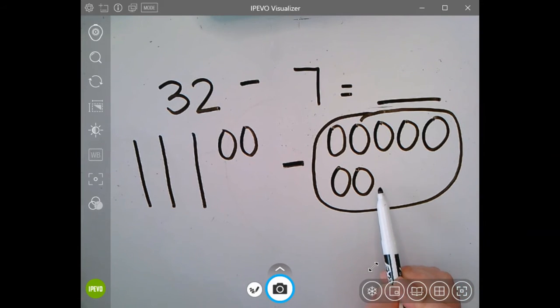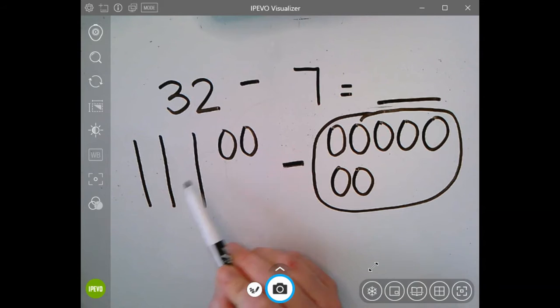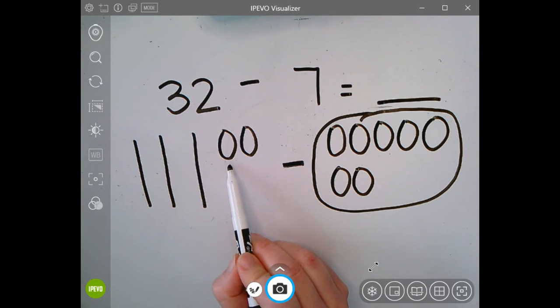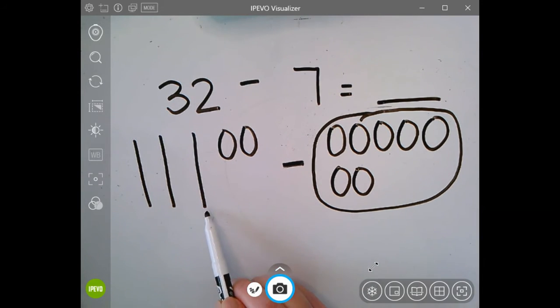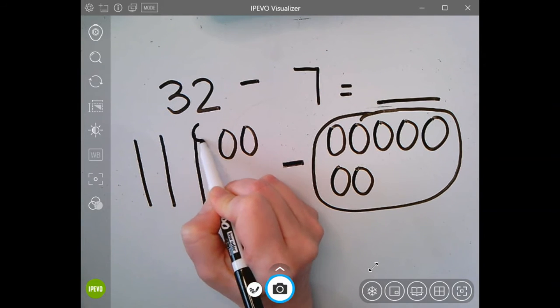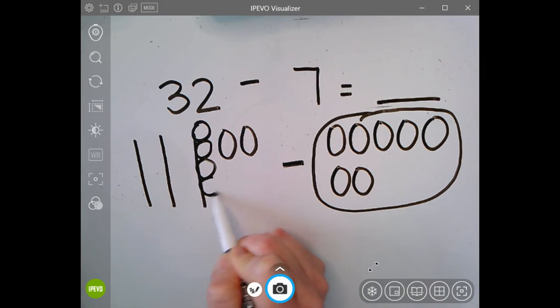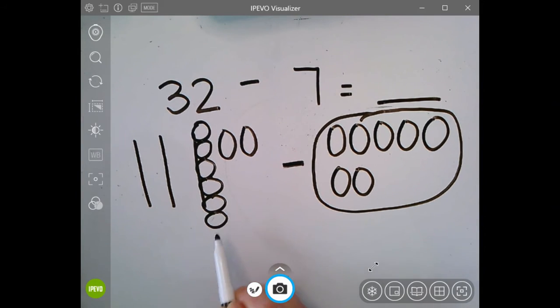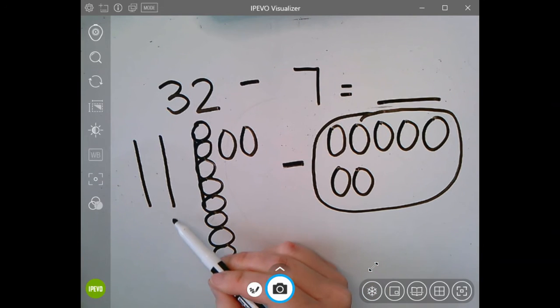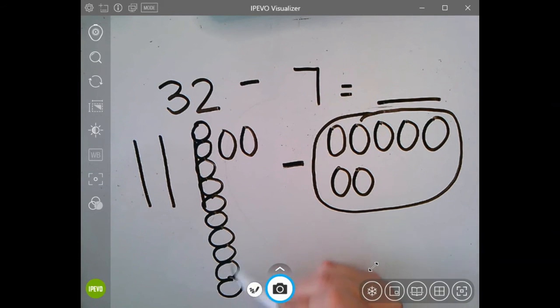So what we need to do is take away 7 stones from this number 32. But since we don't have enough stones, we have to go to a 10 and break that 10 up, okay? So we're going to go here and put 10 stones. 1, 2, 3, 4, 5, 6, 7, 8, 9, 10. These 10 stones are the same thing as a stick. It's just in a different shape, size, or form, okay?